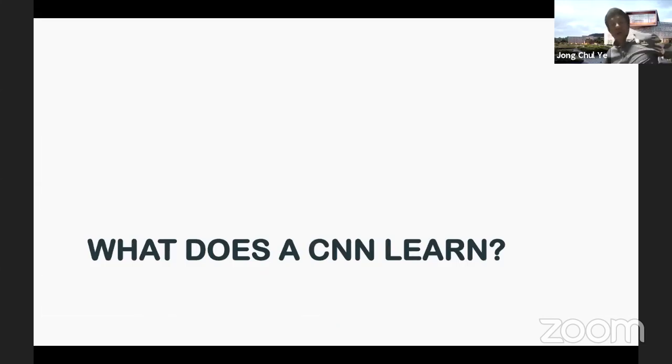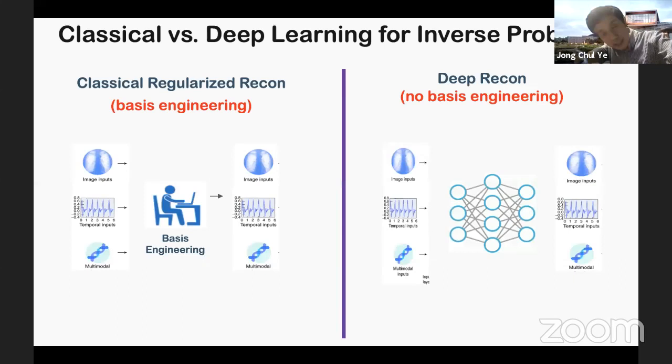Based on this understanding, we can answer this important question: what does the CNN learn? This picture is analogous to the first picture I showed for the classification case. Classical regularized reconstruction approaches like compressed sensing can be described as basis learning approaches. We need a top-down basis model and then an optimization algorithm to choose the optimal basis to get a good result.